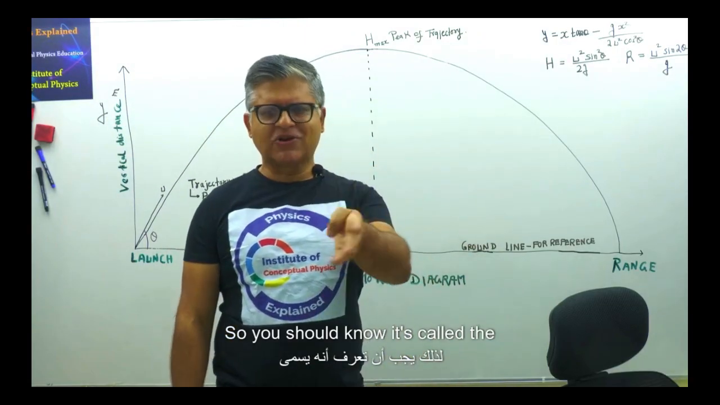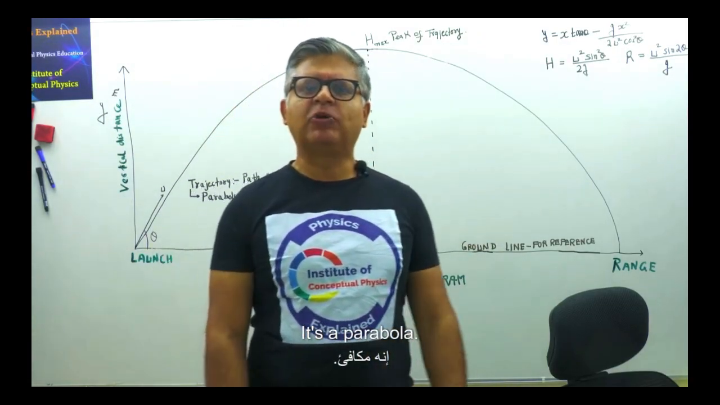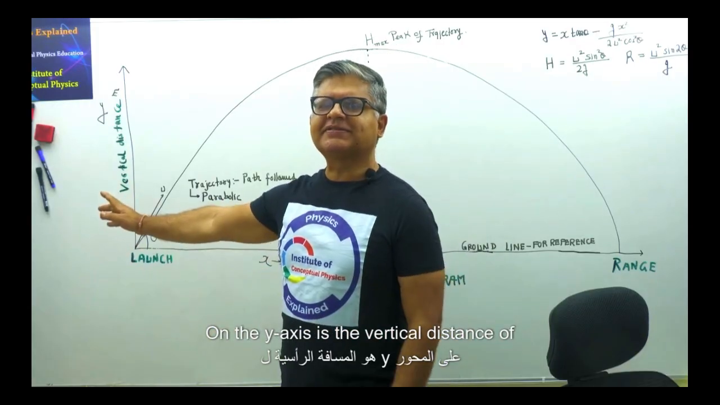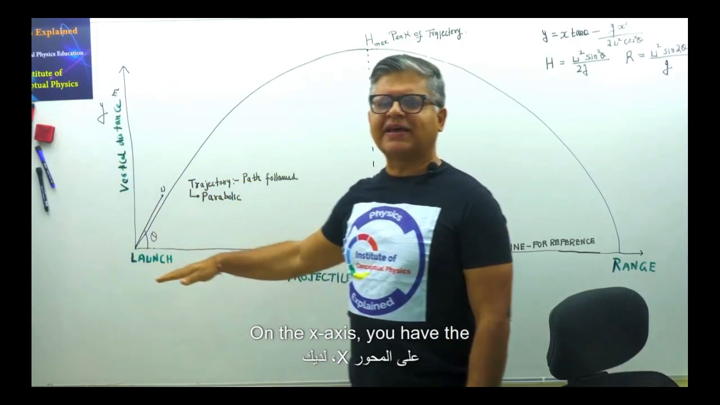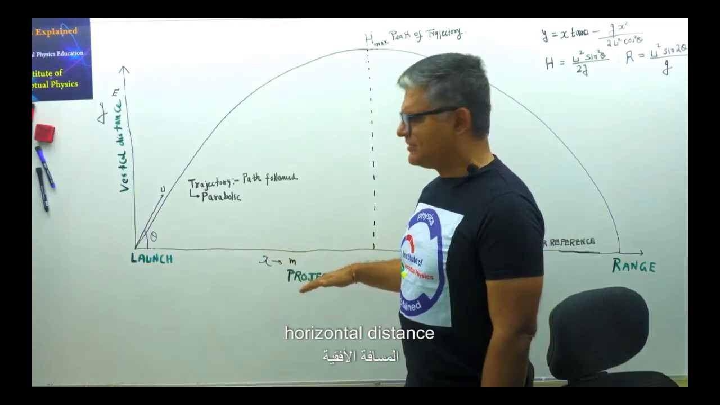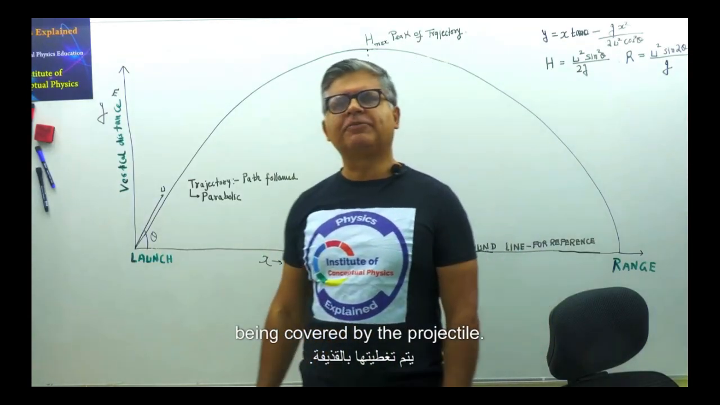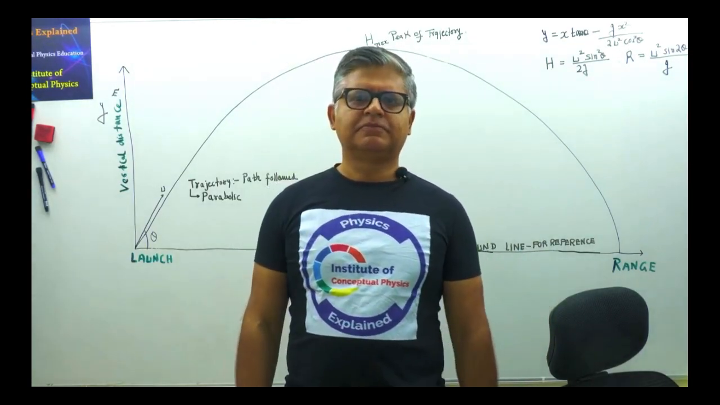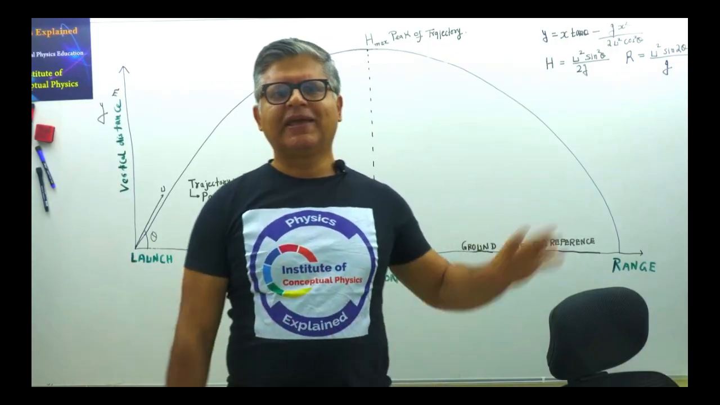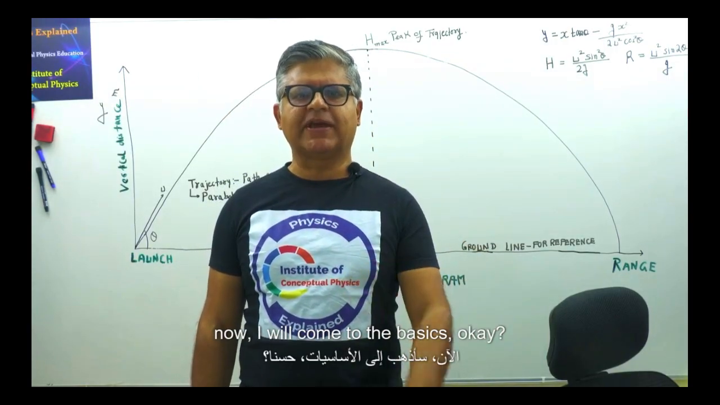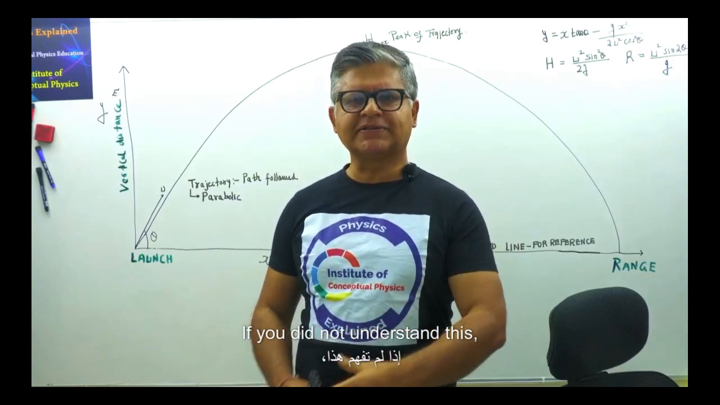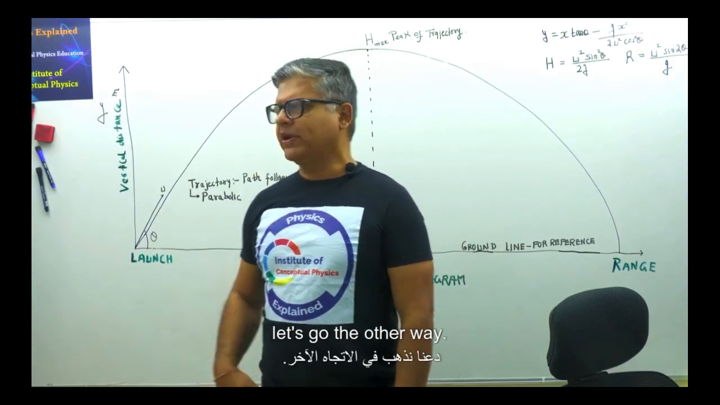So you should know it's called the trajectory. It's a parabola. On the y-axis is the vertical distance of the projectile. On the x-axis, you have the horizontal distance being covered by the projectile. The purpose is to get familiar with this figure. Now I will come to the basics. If you did not understand this, let's go the other way.